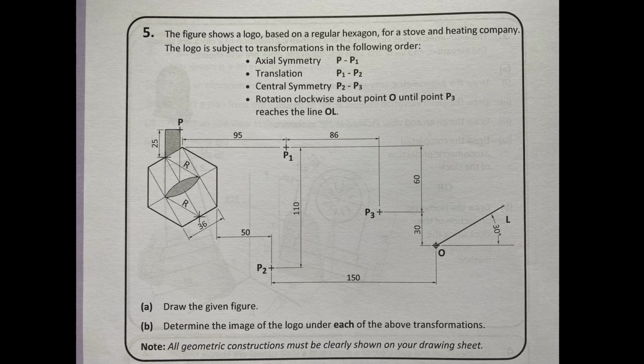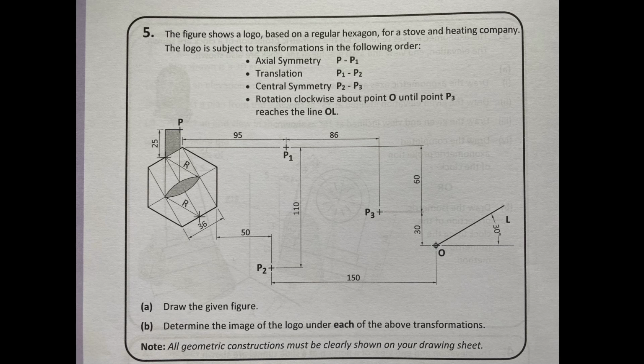The figure shows a logo based on a regular hexagon for a stove and heating company. The logo is subject to transformations in the following order: axial symmetry from P to P1, translation from P1 to P2, central symmetry from P2 to P3, and a rotation clockwise about point O until point P3 reaches the line OL. So this is different to some of the other ones that we have done. We're not asked to find the center of rotation, we're already given it, so all we need to do is rotate it around the specific point that we're given.